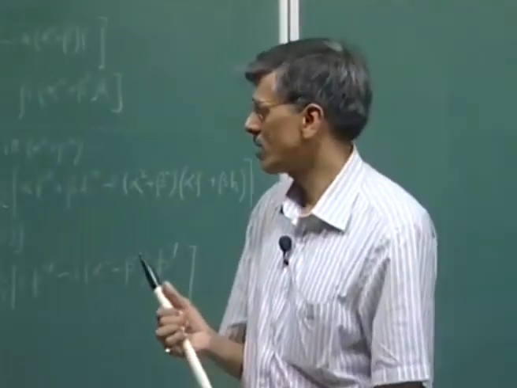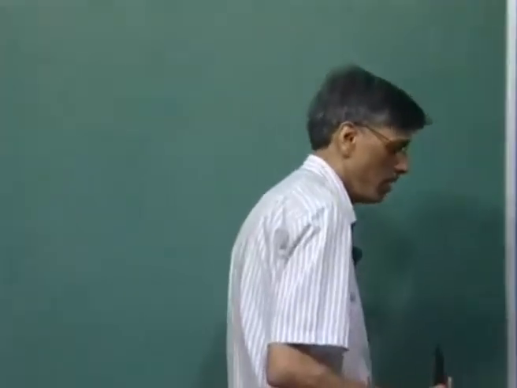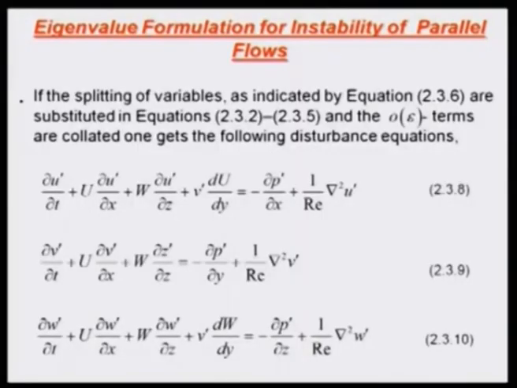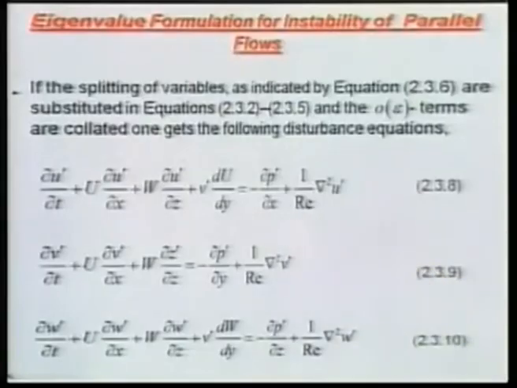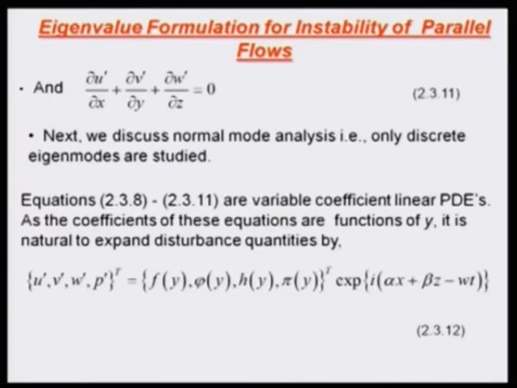Okay, in the last class we were talking about the viscous disturbance equation with the parallel flow approximation, and we had obtained the disturbance equations indicated by the primed quantities u prime, v prime, w prime and p prime, as given by these three linearized momentum equations, and of course, the mass conservation equation there.